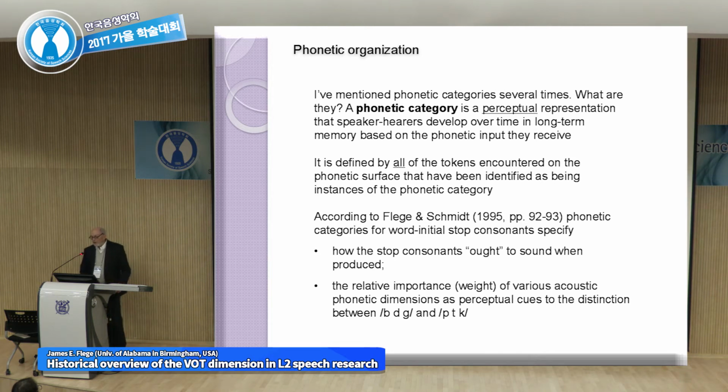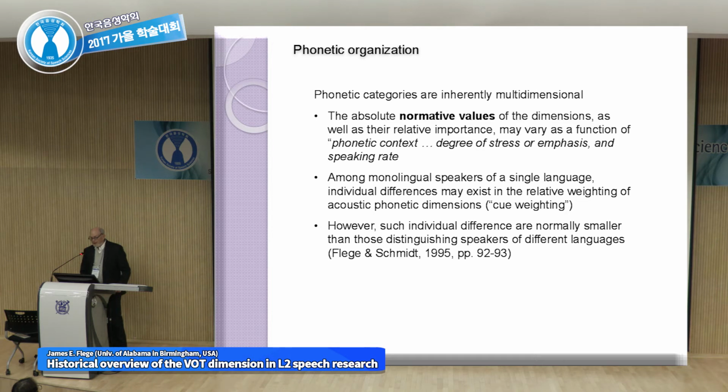Phonetic categories are, of course, inherently multidimensional. The absolute normative values of the dimensions, as well as their relative importance, may vary as a function of phonetic context, degree of stress or emphasis, speaking rate, and so on. Among monolingual speakers of a single language, individual differences may exist in the relative weighting of acoustic phonetic dimensions. However, such individual differences are normally smaller than those distinguishing speakers of different languages.